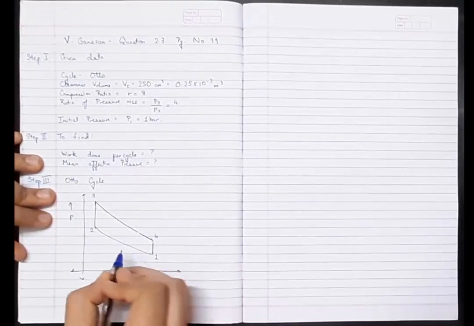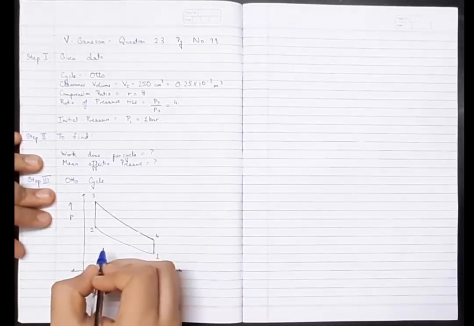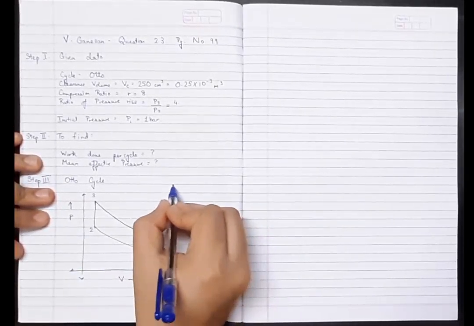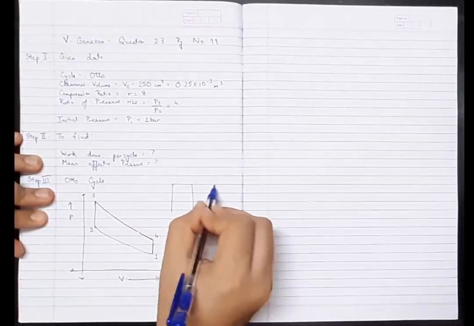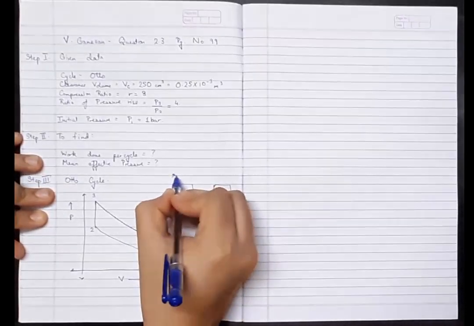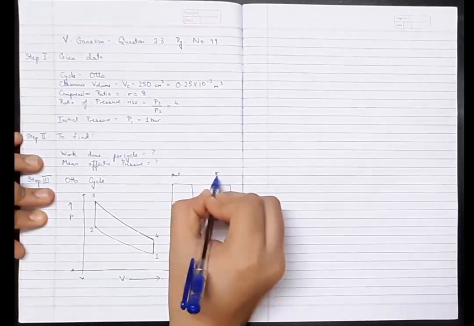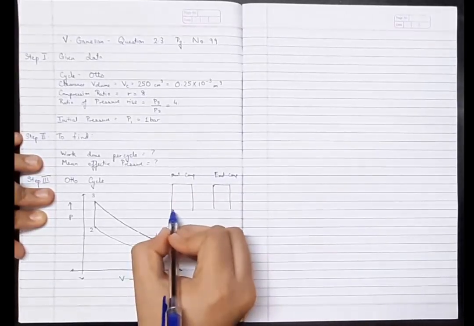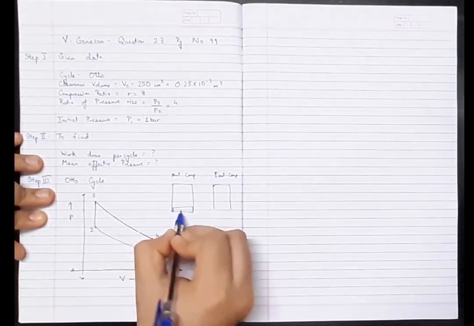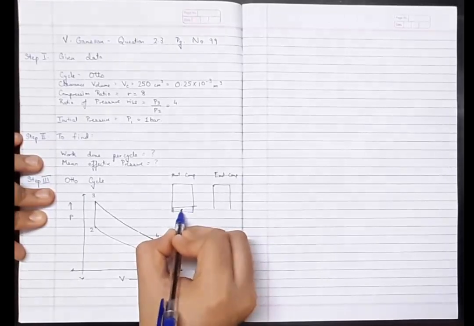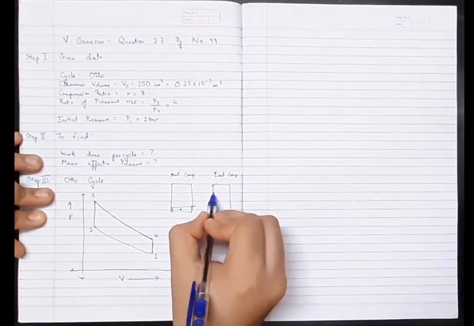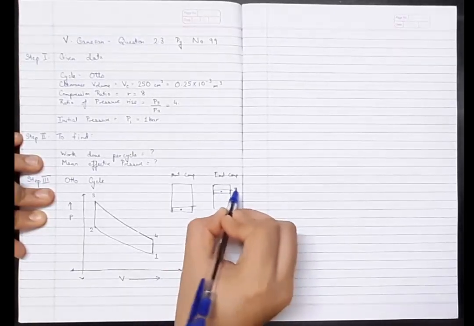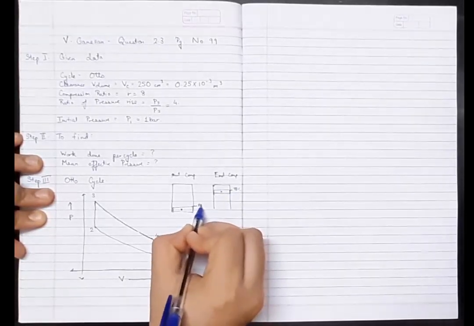Now you may remember that 1 to 2 is your compression stroke. So how does compression take place in your piston cylinder arrangement? This is your piston. This is the start of compression, this is the end of compression. At the start of compression, the piston is right at the bottom dead center. At the end of the compression stroke, the piston is at the top dead center. This is your top dead center, this is your bottom dead center.